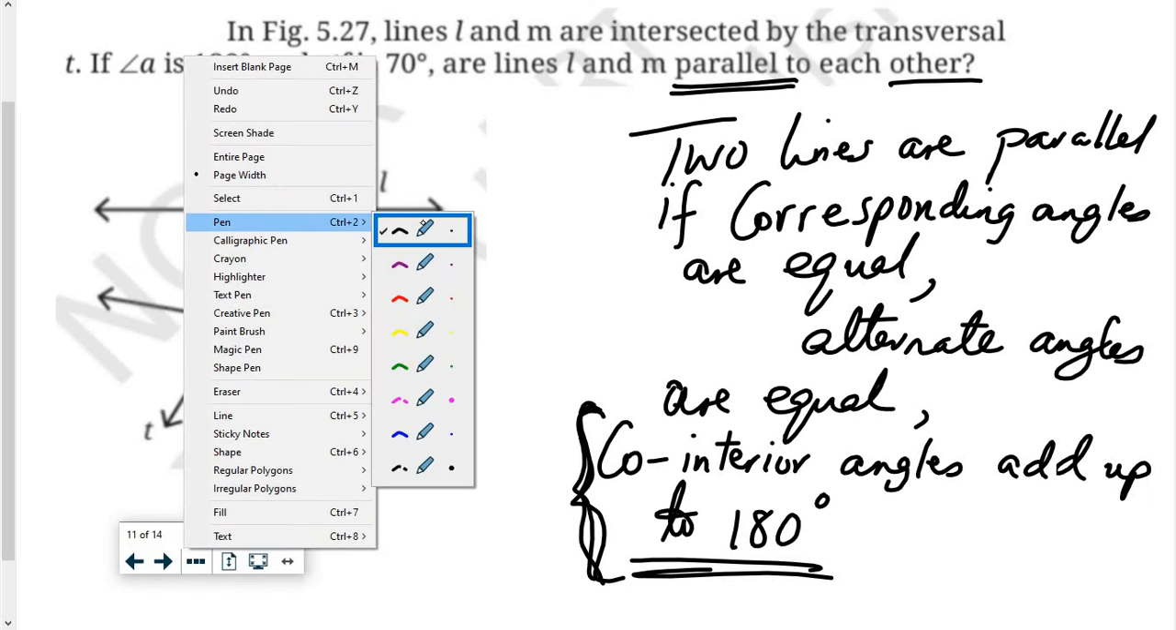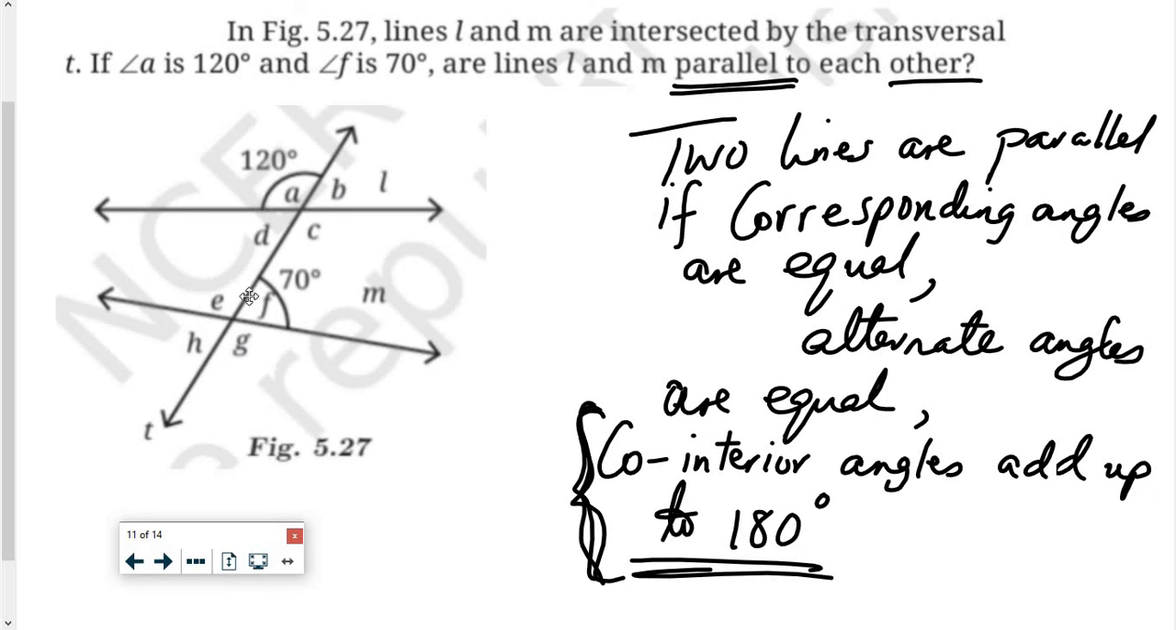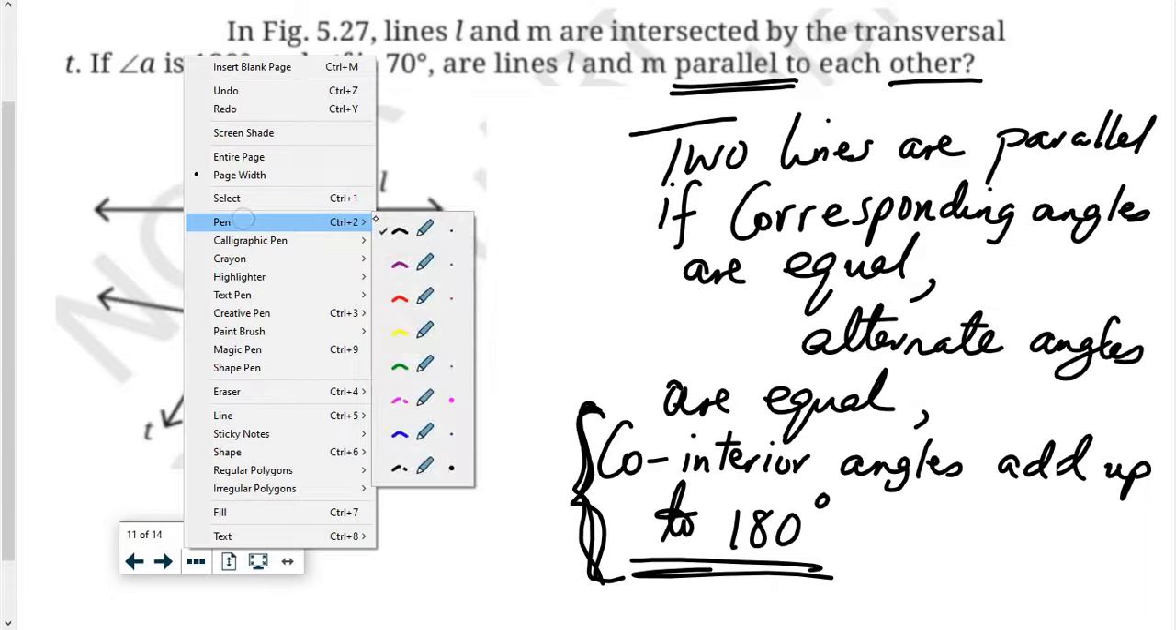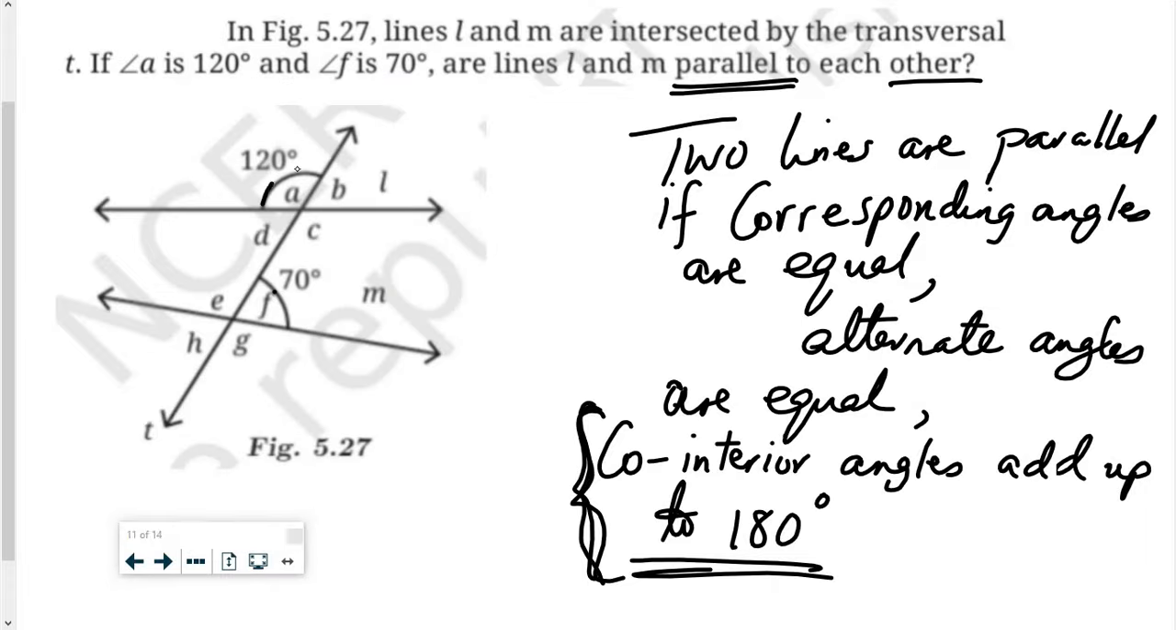Now, if you clearly look at this angle, let me show you. This angle here is 120, but it is vertically opposite to this angle. And we say vertically opposite angles are equal. So if this angle is 120, even this angle is 120 degrees. Now look at this. Can you see something we call letter C? Can you see it?